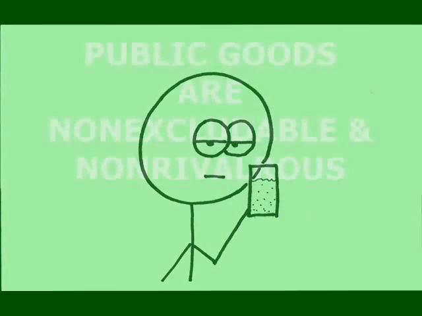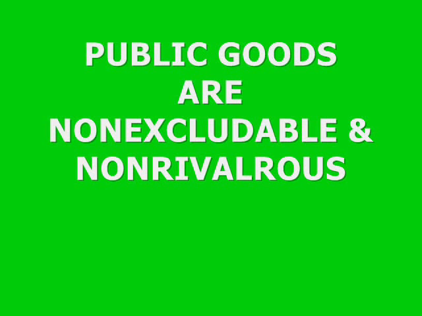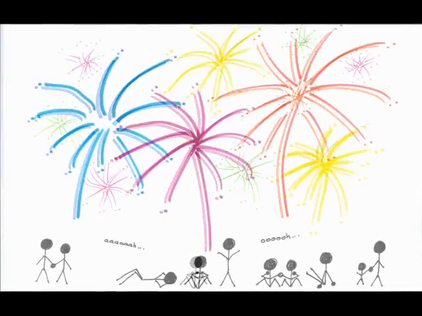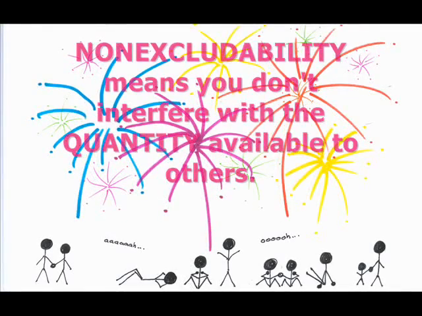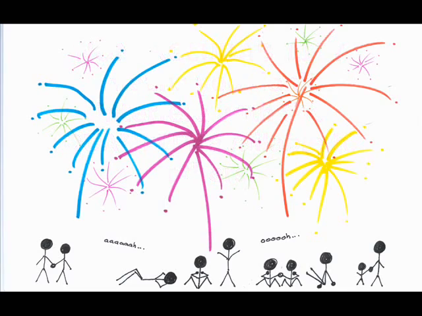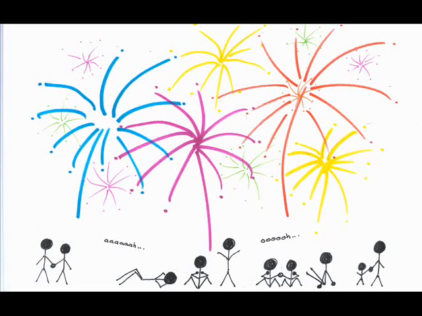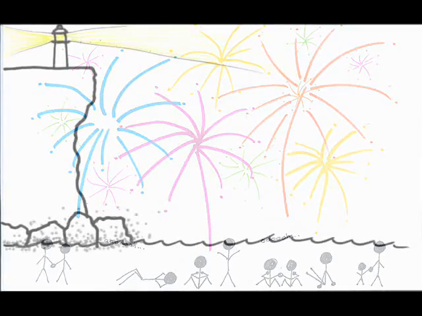What about public goods? If a commodity is non-excludable, then once it's been made available for person A, there's no way to prevent others from using it. And there's non-rivalry in consumption if person A's use in no way detracts from the quality of consumption for anyone else. The classic example of a pure public good is a lighthouse.